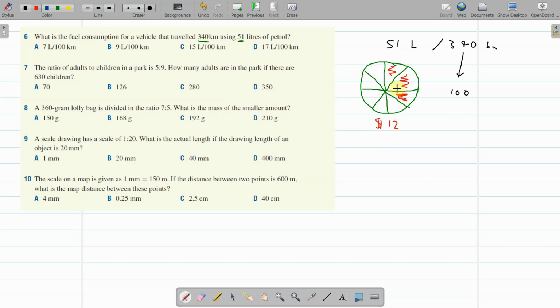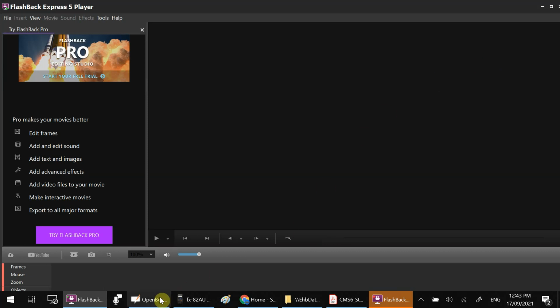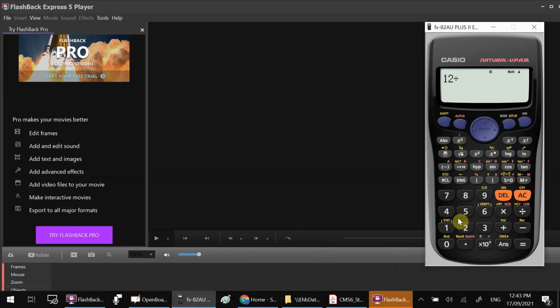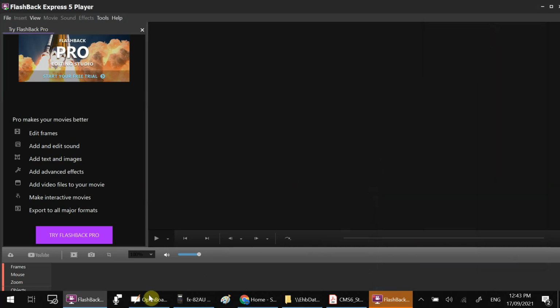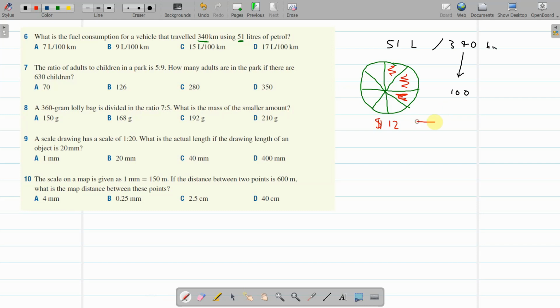So what you do is you would divide the 12 into 8 to find out how many for 1 piece. So $12 for the total, divided by 8 for the number of pieces, you get $1.50 per piece. And then for 3 pieces, multiply by the number of pieces, we get $4.50. Divide the total by the number of pieces, and then multiply by how many pieces you want. So for this, we're going to divide the 51 litres by 340, and that'll give us how many litres for 1 kilometre, and then multiply that by 100.